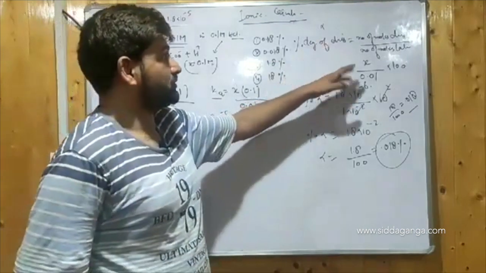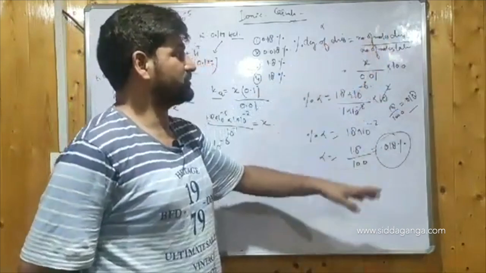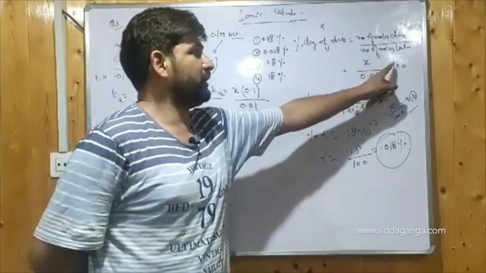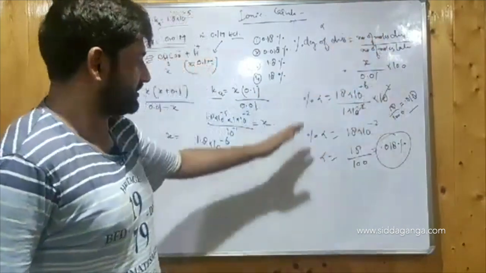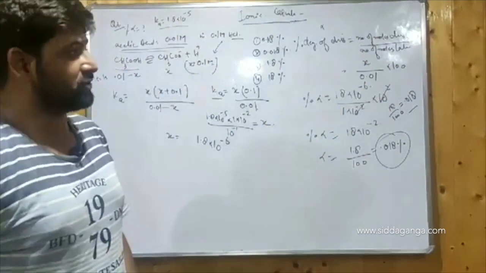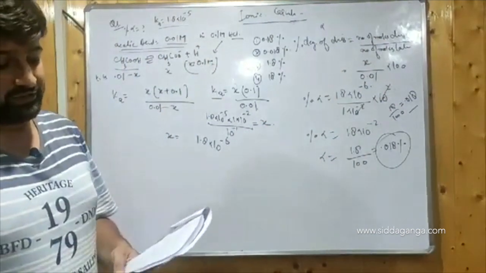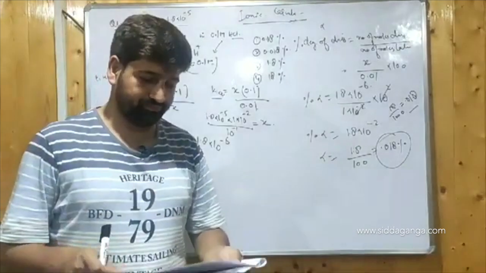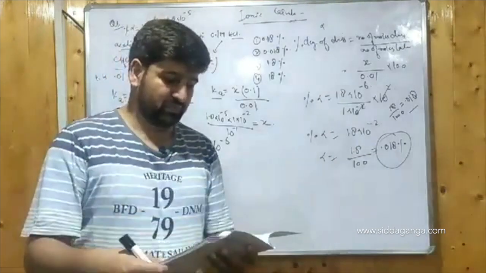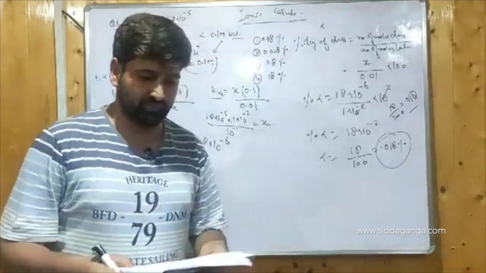But what is degree of dissociation? Number of moles dissociated by number of moles taken. So x divided by 0.01 into 100. That will be percentage degree of dissociation. On solving, you are getting 0.018% degree of dissociation. Is it clear, children? Right. Move to the next question now.